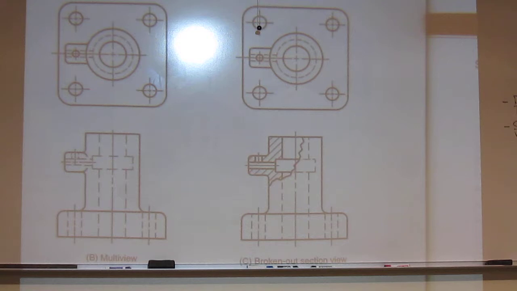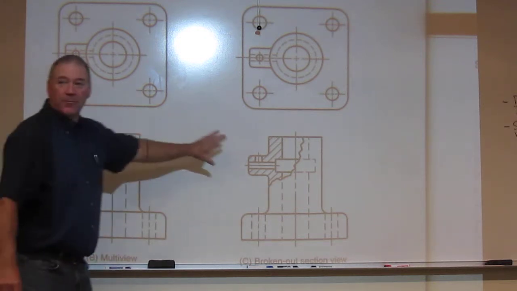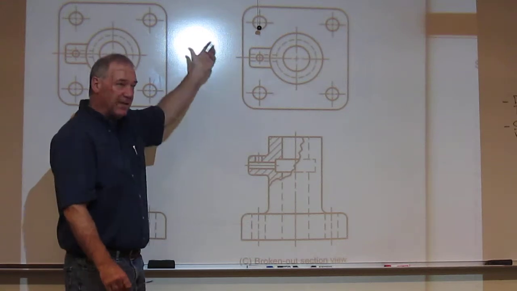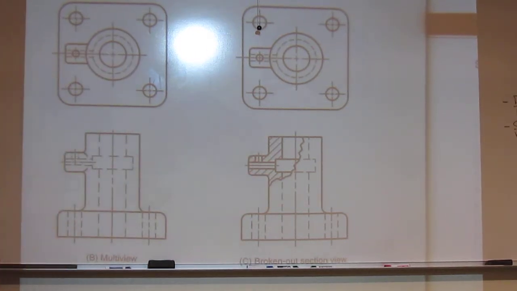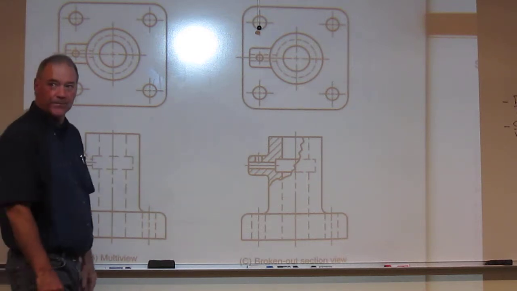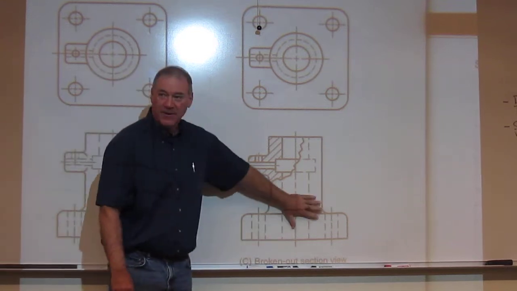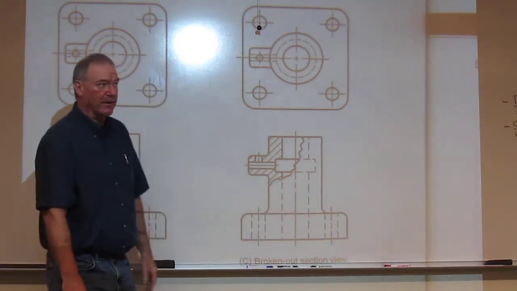The hidden lines are only in the non-broken out part. That is correct. Once we get into the section part right here, we're following the 8 rules above. Yes, Amy? What was it that you said? The hidden lines are only where it's not broken? Yes. That is correct. Over here in the unsectioned area.